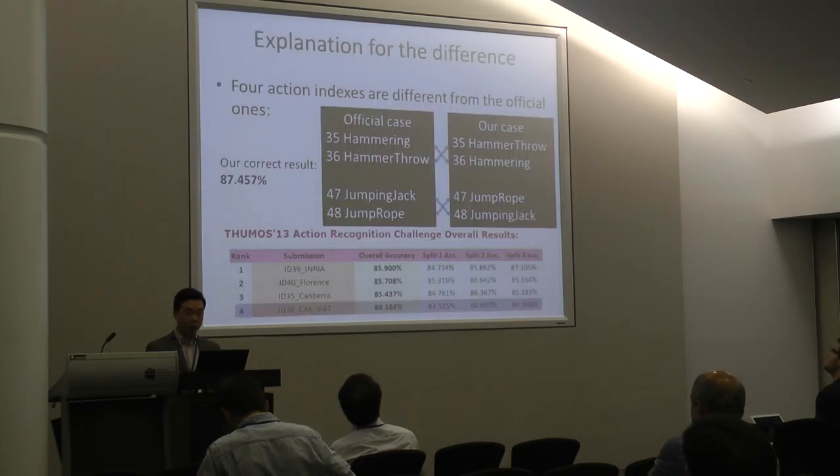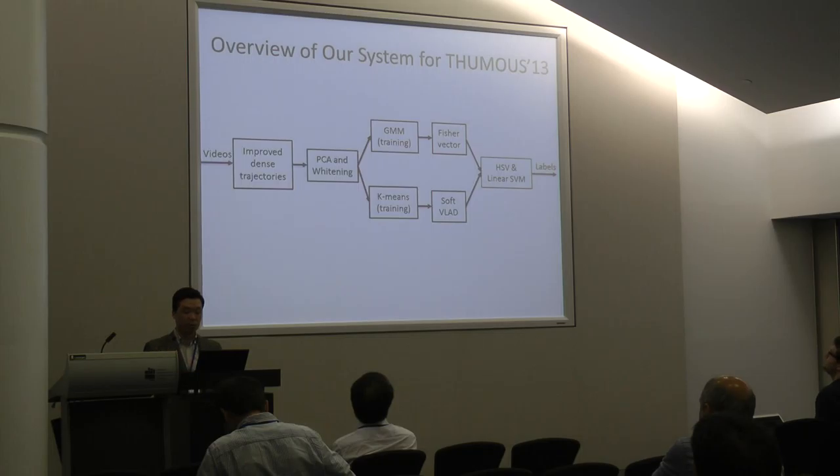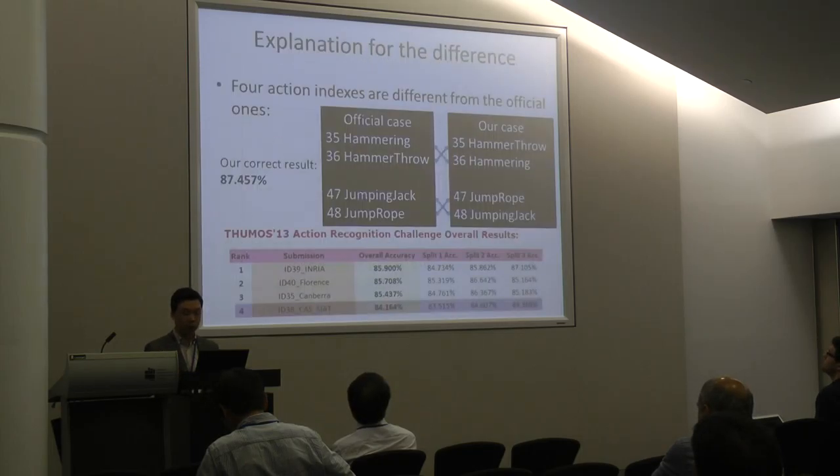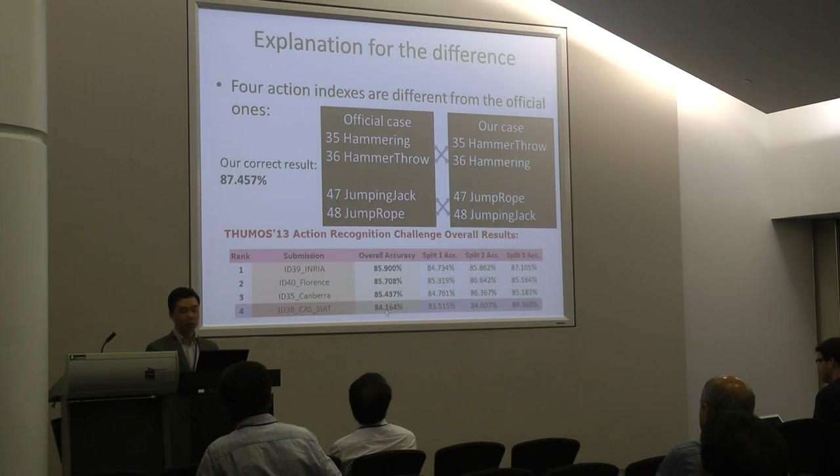Actually, we originally wanted to do something that we'll talk about later. We tried to use a mid-level semantic representation for this task. And as mentioned by Dr. Beijing, we made some mistakes in our submission for this result. We just mixed up the index in the two-pair classification, which leads to the recorded result being lower than the corrected result we should have. Our corrected result should be 87%.